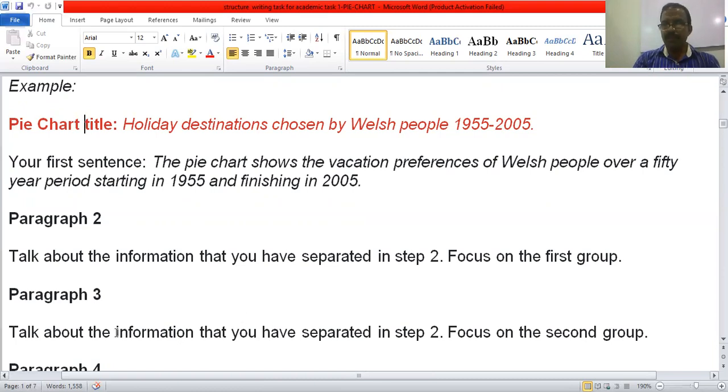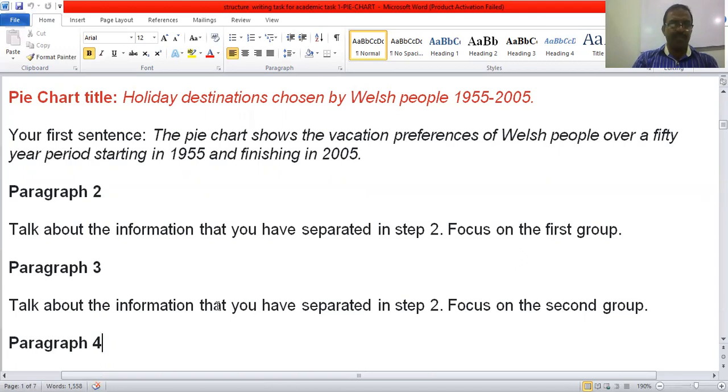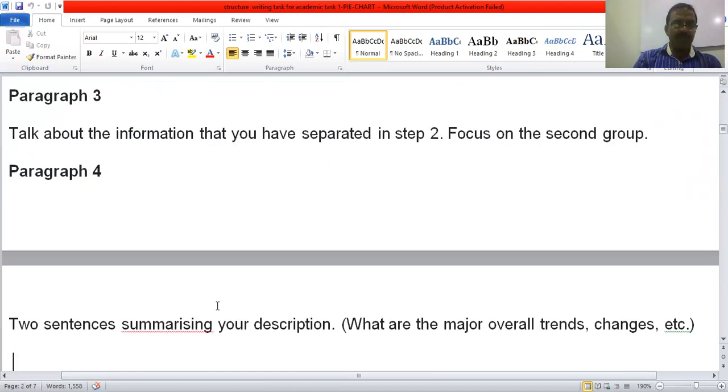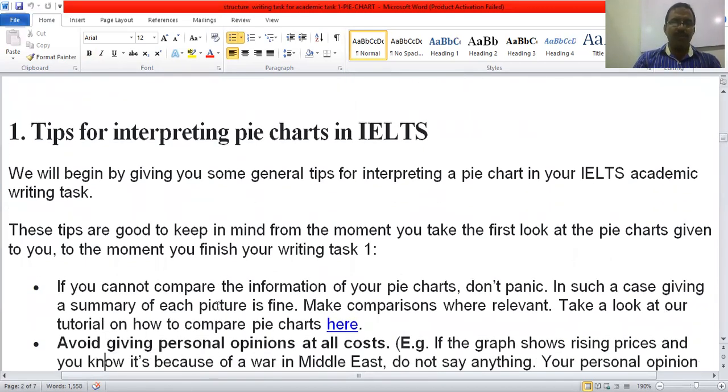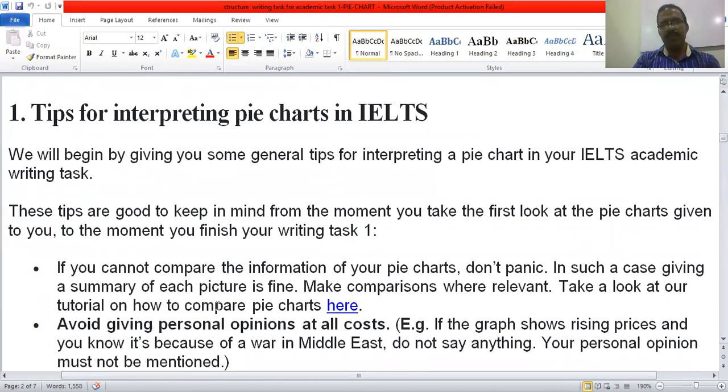Good. So the next thing, this is the structure: a 4 paragraph structure and tips for interpreting the pie chart. Now we are going to discuss specifically the pie chart. We will begin by giving you some general tips for interpreting a pie chart in your IELTS Academic Writing Task 1. These tips are good to keep in mind from the moment you take the first look at the pie chart given to you to the moment you finish your Writing Task 1.